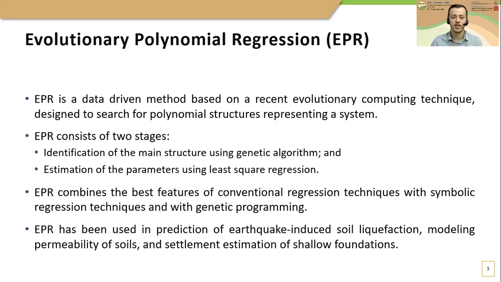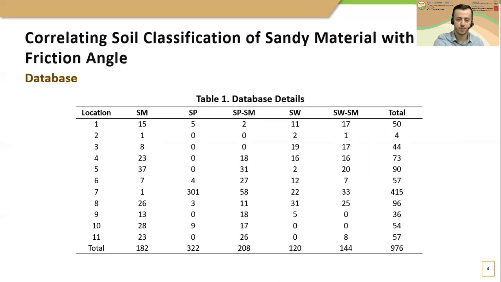The EPR consists of two stages. The first stage is to identify the main structure using genetic algorithm, and the second stage is to estimate the parameters using least square regression. The EPR combines the best features of conventional regression with symbolic regression and with genetic programming. Previously, EPR has been utilized in several geotechnical applications, including prediction of earthquake-induced soil liquefaction, modeling permeability of soil, and settlement estimation of shallow foundations.